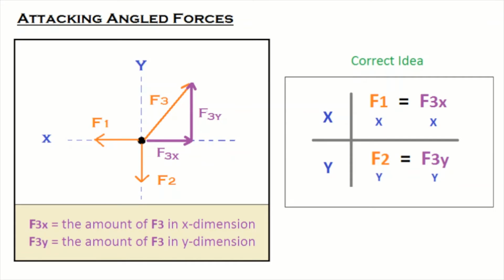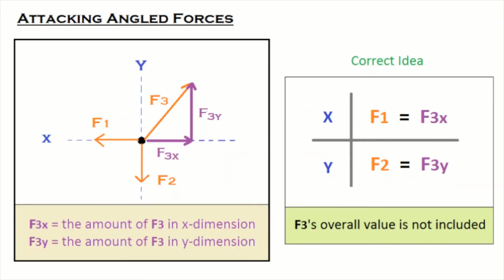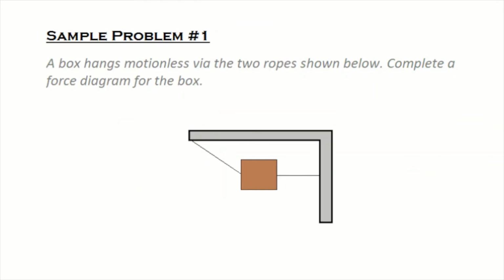So I'm going to set F1 equal to F3x, I'm going to set F2 equal to F3y, and notice that F3's overall value is not included. You're going to use F3 up to find F3x and F3y, and those are the things that end up going in your equation. A sample problem, I'm going to talk you through it.